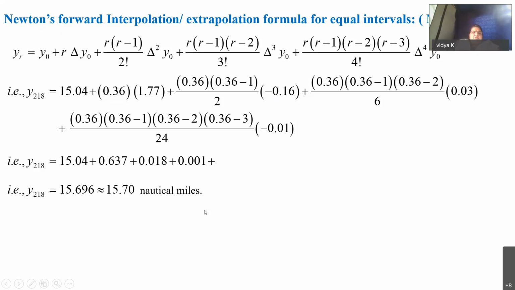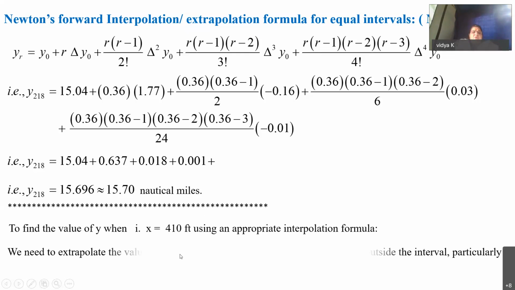So what does it indicate? It indicates the distance. If you are at a height of 18 feet from the Earth's surface, the distance of the visible horizon is 15.7 nautical miles. So this is how, with the help of a few observed data, you can get the rest of the values with Newton's forward interpolation formula, only when the values of x are at equal distance. Okay.